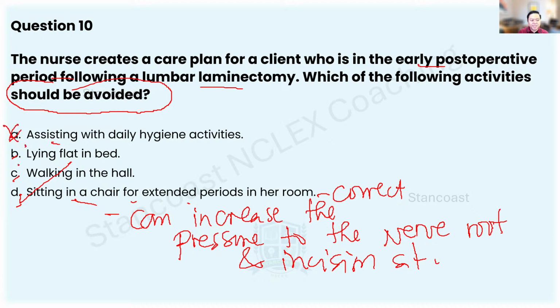What about letter B? Lying flat in bed. Is this something that should be avoided? No. Lying flat in bed, it didn't say consistent or constant. It just said lying flat in bed. This is appropriate for the patient who had a lumbar laminectomy.